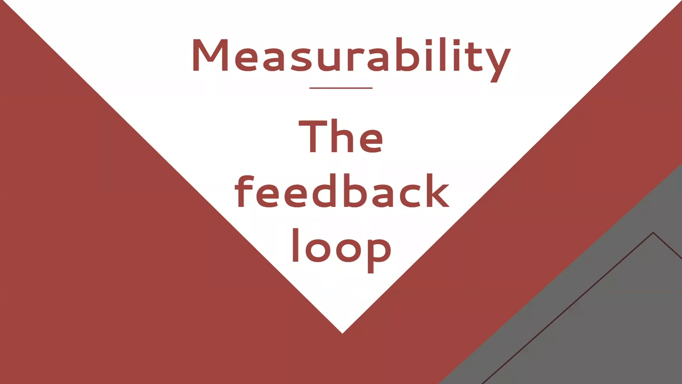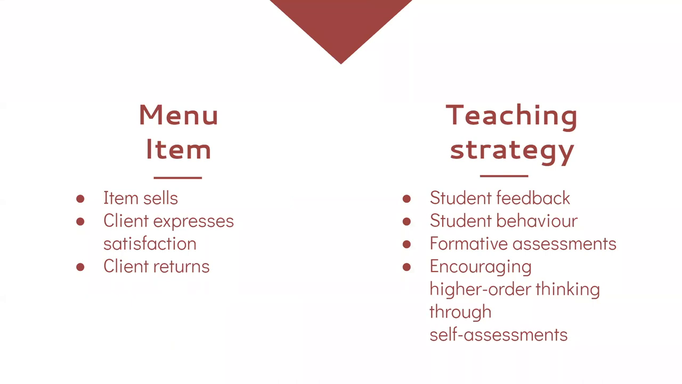The other part of it is measurability, the feedback loop. The menu item is not for me, it's for the client. And how I'm going to know that this is appropriate and that the end user is having a good experience with it is that I sell the item, that when I go clear the table, the item is eaten and the client says, wow, that was delicious. And ultimately that the client comes back and orders that menu item again.